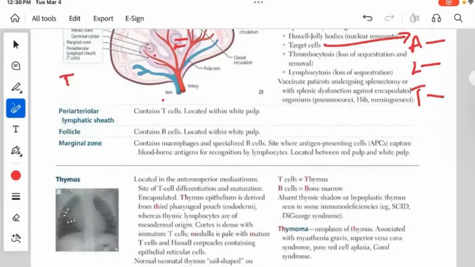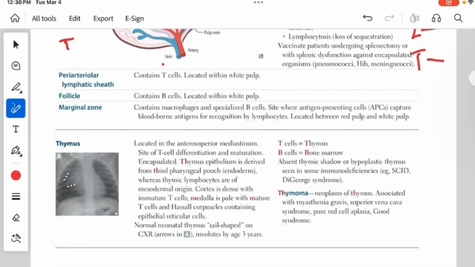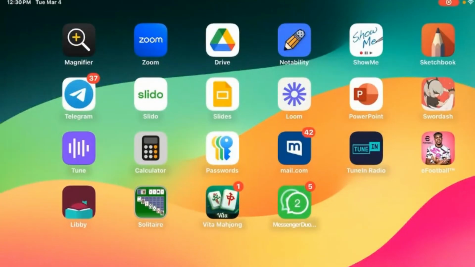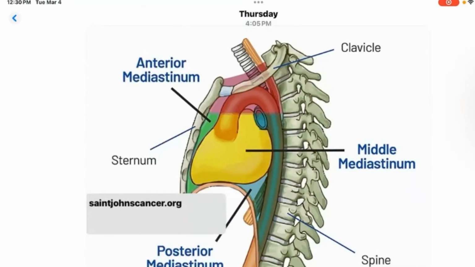Okay, so let's move on to the thymus. The thymus, as I said, is a primary lymphoid organ where T cell differentiation and maturation occur, right? And it's located in the anterior superior mediastinum. So this is where it's located.